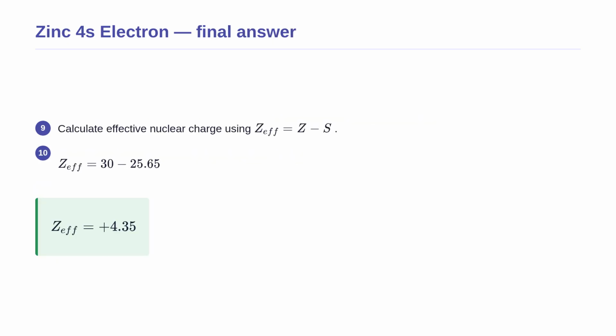With our shielding constant calculated, we can now find the effective nuclear charge. We take zinc's actual atomic number, 30, and subtract our shielding constant of 25.65. This gives us a final effective nuclear charge of plus 4.35. Physically, this means that even though there are 30 protons pulling on it, the inner electrons block so much force that the outermost electron only feels a pull equivalent to about 4 protons. This explains why zinc easily loses these 2 electrons.